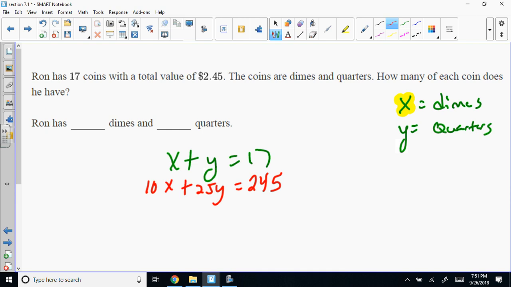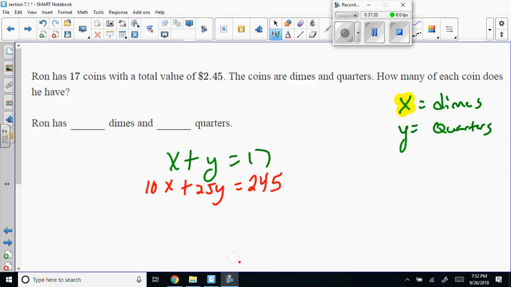Now, what do you think is the first thing you're going to do? We're going to use elimination. Well, we'll multiply our top one by what, guys? Negative 10, right? So, go ahead. Solve that. All right, so they said we had 12 for dimes. And then how many quarters? 5.